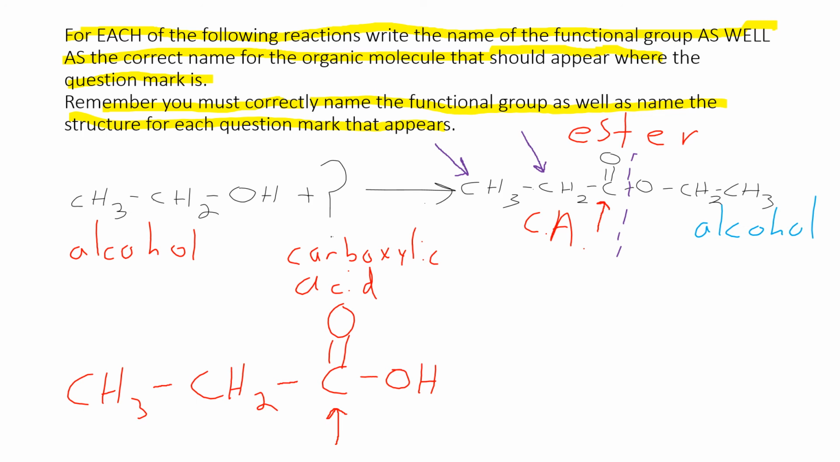Now remember, you can't draw the structure in Canvas. So what is the question in Canvas asking? Well, you need to name the functional group and name the molecule that you drew. The functional group we already identified as a carboxylic acid. So we can get that in there. We have a carboxylic acid. Then it asks for the correct name of the structure. So what is the name of that structure that we wrote?